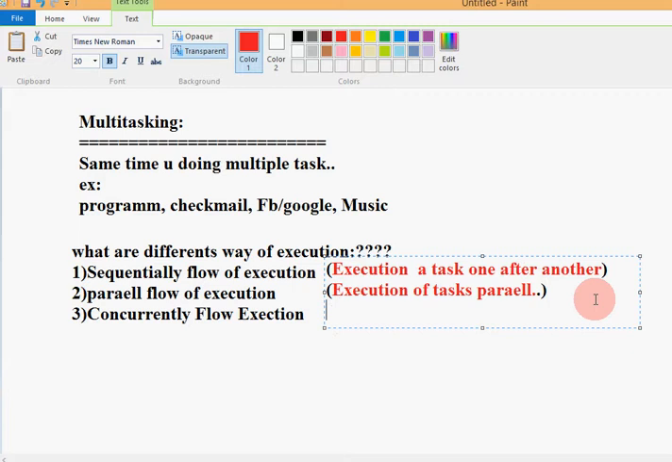Then the third one is called concurrent flow. Concurrent flow means basically tasks are executed simultaneously. It means the second task will run only when the first task execution is paused. Similarly, the first task execution resumes when the second task is executed. That means suppose you are doing two tasks, then the first thing is paused, and you go to the second thing.